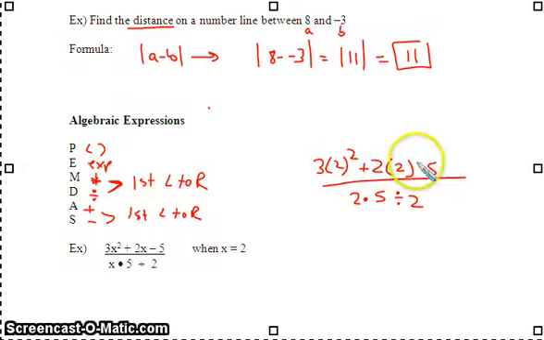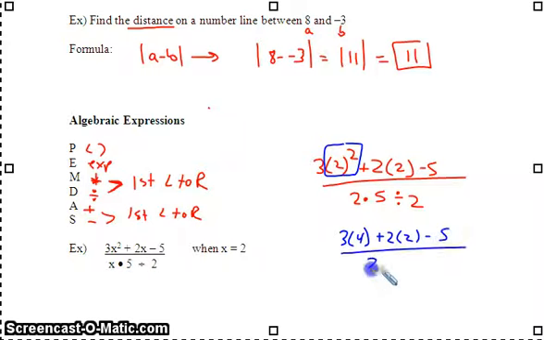Alright, so when I deal with a problem like this, what I want to do is do my parentheses first. Well, inside of this set of parentheses is nothing, nor this one, and there aren't any in the bottom, so I can go right to exponents. So this is what I'm going to do first: 3 times 4 plus 2 times 2 minus 5 over 2 times 5 divided by 2.